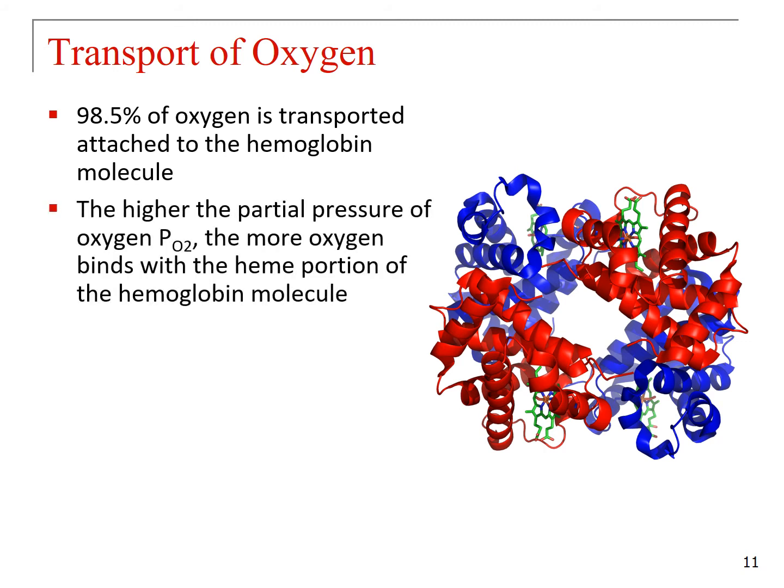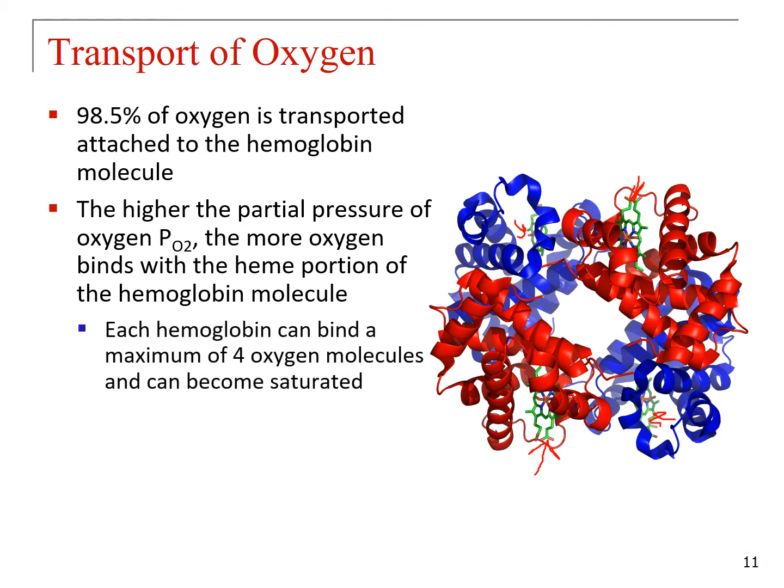Now, the higher the partial pressure of oxygen, the more it will bind with the heme portion of the hemoglobin molecule. And what's the heme portion? It's actually going to be these green areas right here. You see 4 of them on this molecule. There's another one here, another one here, and number 4 is kind of hiding back behind here. So 4 heme molecules, each one can carry an oxygen molecule. If a hemoglobin is carrying its maximum, then it's saturated.